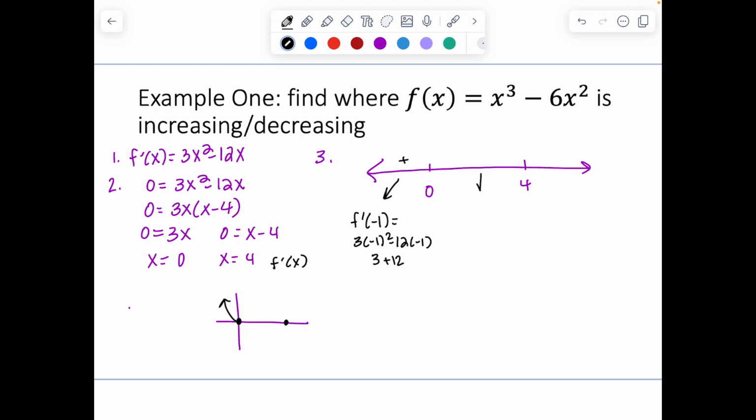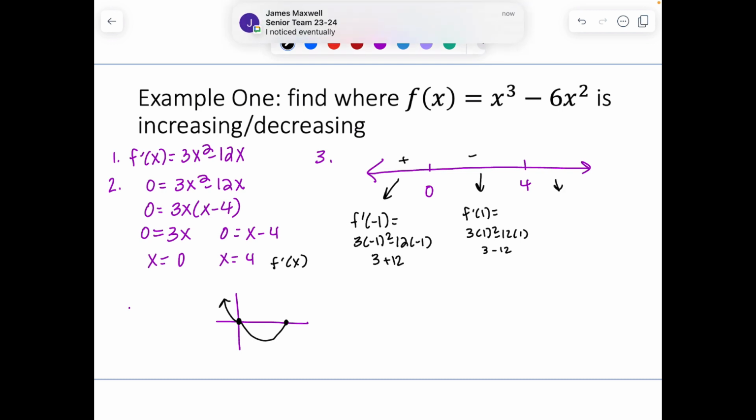So now I'm going to type in f prime of 1, because that's a number between 0 and 4. I'll do 3 times 1 squared minus 12 times 1. That gives me 3 minus 12, and that's negative. And so I know that my derivative function is negative between 0 and 4. So if I go back over to my sketch, I don't know exactly what it's going to look like, but I know that it's negative.